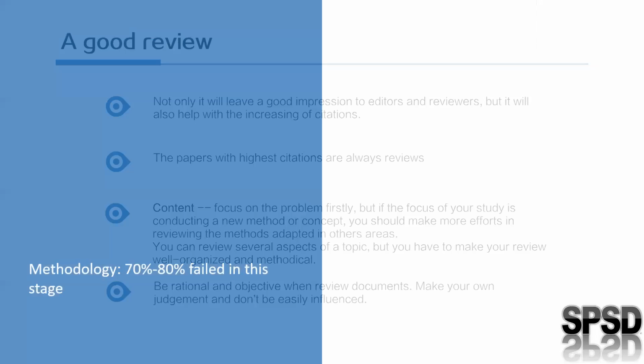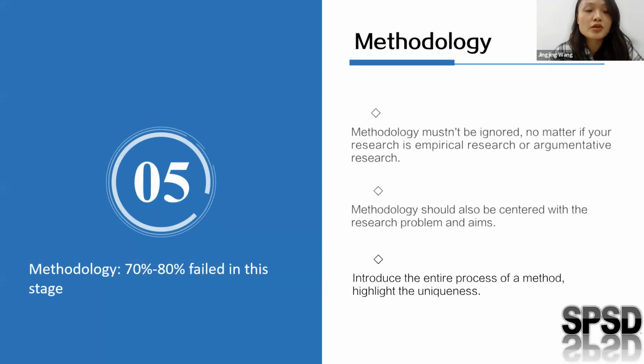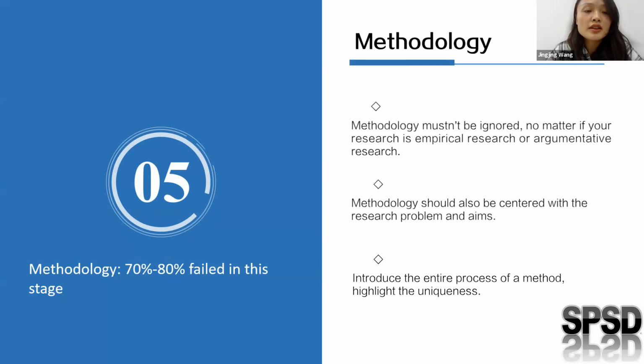After it, now we come to our fifth part, methodology. From an editor's aspect, I think almost 70 to 80% of authors fail at this stage. Because I think some even ignore it and combine it with the review or introduction. In fact, methodology is very important, no matter if your research is empirical or argumentative. Also, methodology should be centered on the problems and aims.